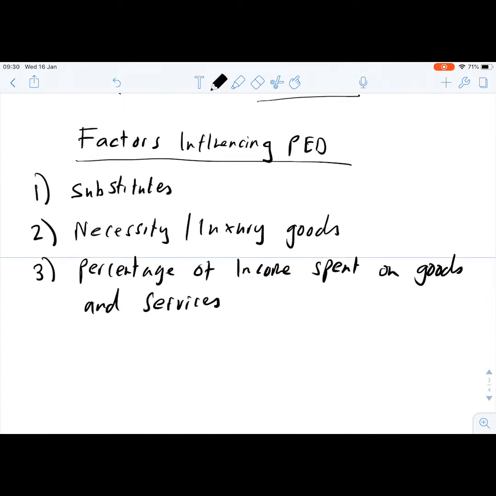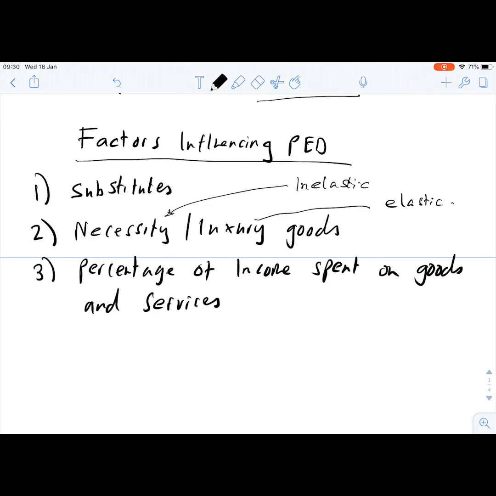Other factors influencing price elasticity of demand are necessity and luxury. If the good is a necessity, then it will be inelastic, because if the price increased, consumers need that product, so they will continue to buy it. If it's a luxury product, then the price elasticity of demand would be elastic, and that is because it's not a product that somebody needs.